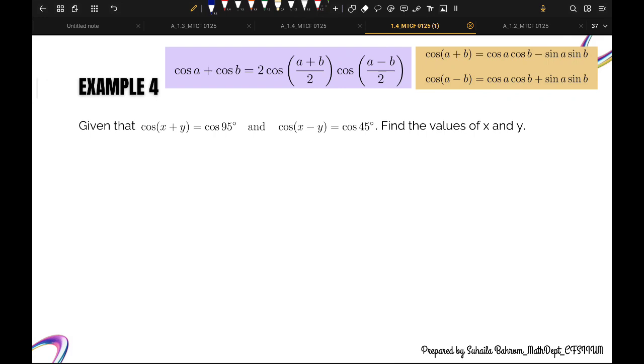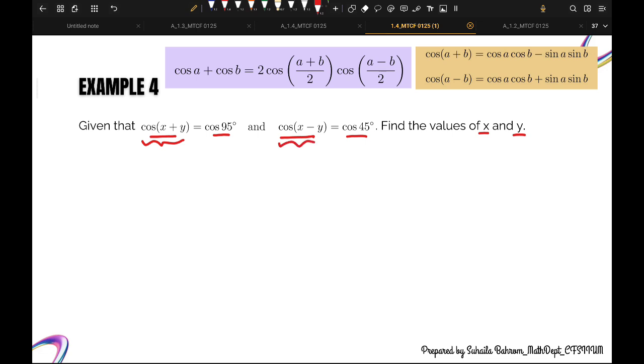Okay, this video is a continuation from part 1, product to sum and sum to product. So let's look at example 4. Given these two equations, cos(x + y) is equivalent to cos 95 and cos(x - y) is equivalent to cos 45, we need to find the angles x and y.